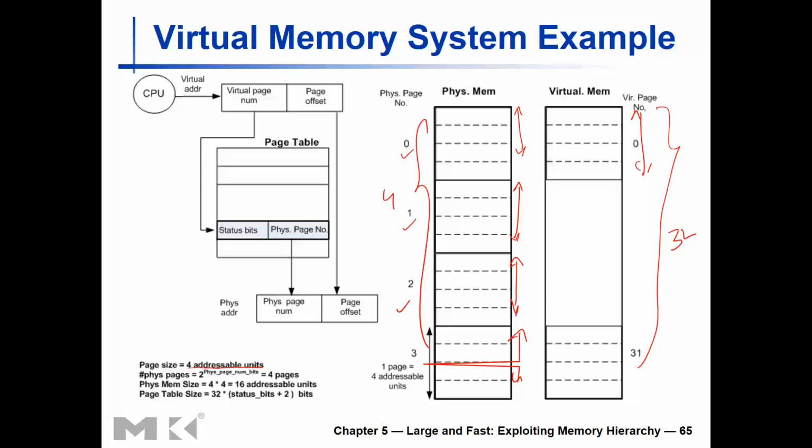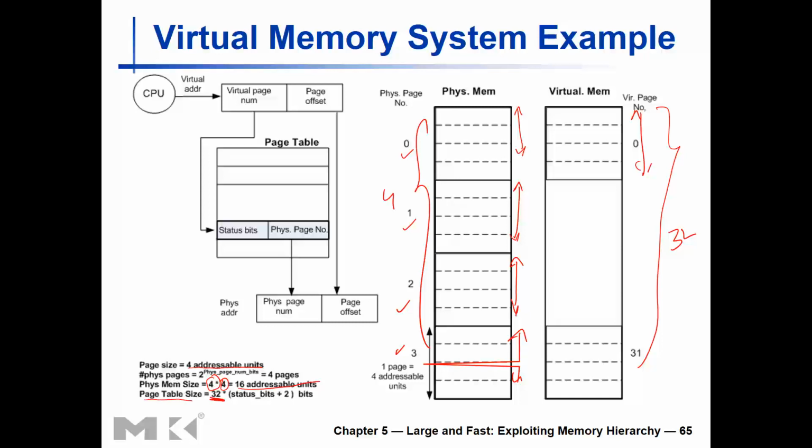I can see them, right? 4 pages. And the physical memory size, what's the size of the physical memory? Number of pages times the page size. That's 16 addressable units, bytes or words, whatever you want. What's the size of the page table?